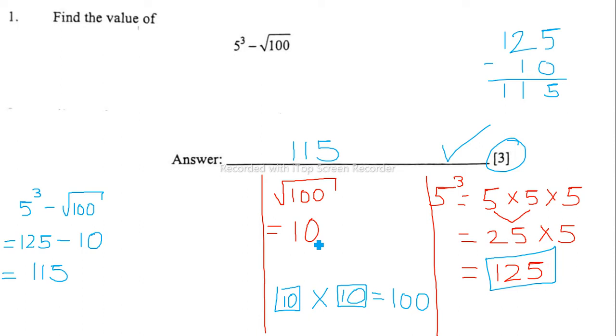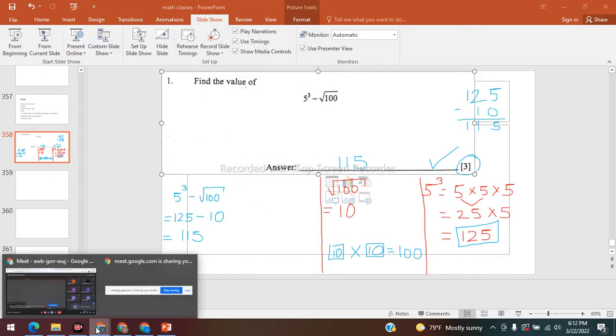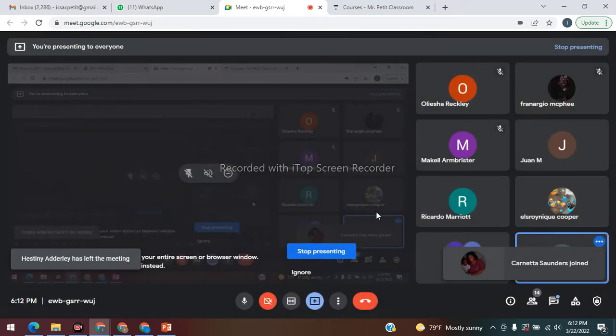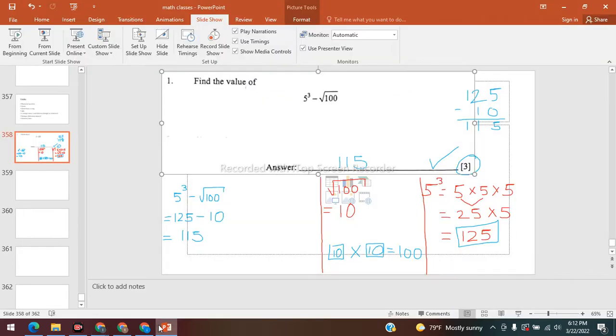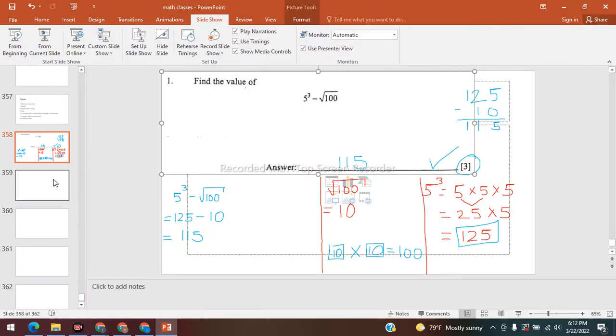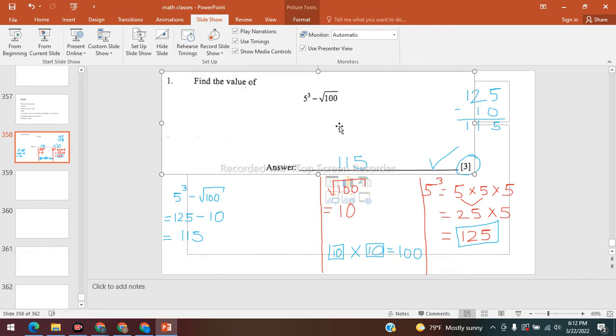All right, anyone else? Okay, so let's move on. We already found the value of that one, so please write down these notes, and when you're done, send a picture of it to me, please.